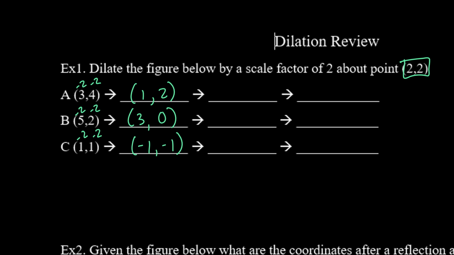Then, once we have our new origin, what should we do next? What do you think? After we know where the shape is based on our new origin, what are we trying to do here? What are we going to do with the scale factor? Yes, we're going to multiply everything by the scale factor. So you are going to multiply everything by 2 here.